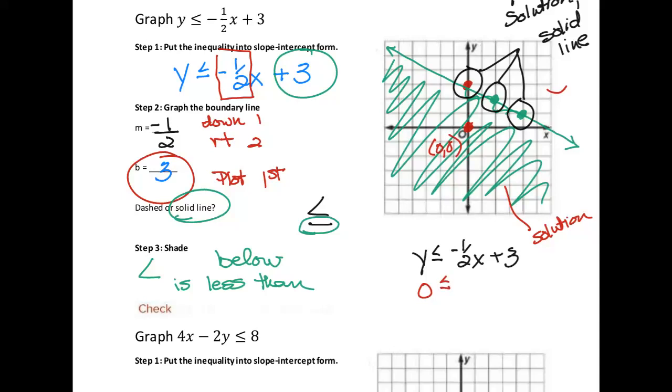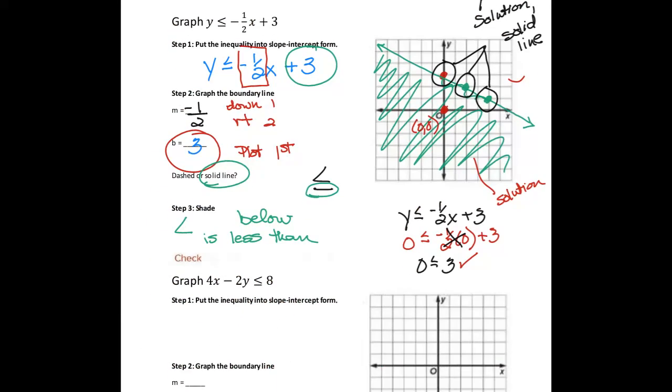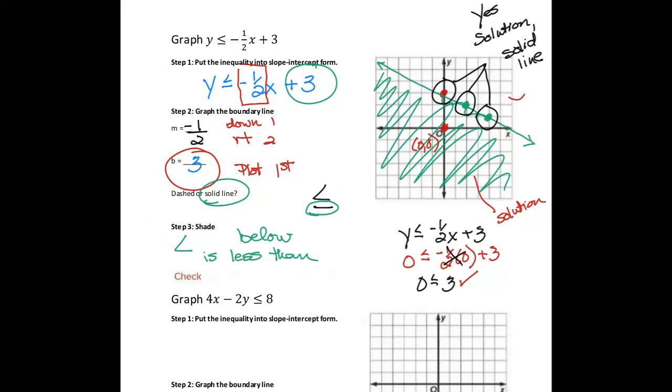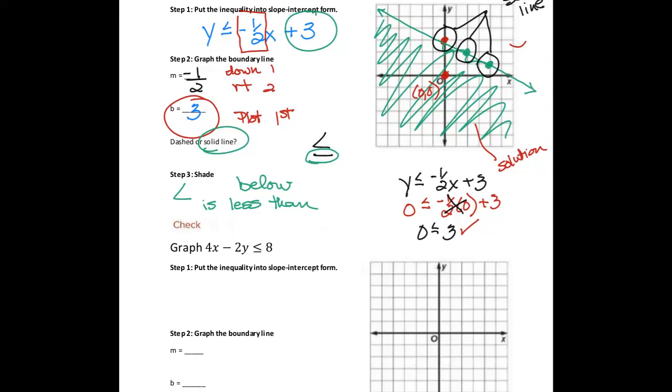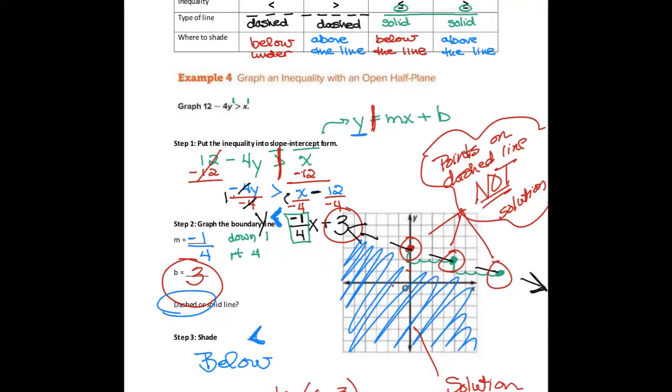Is 0 less than or equal to negative 1/2 times 0 plus 3? Well, anything times 0 is going to cancel out. So is 0 less than or equal to 3? Yes. So I know I have shaded the correct side. That's how you can check. Okay? Any questions on that one? Okay.